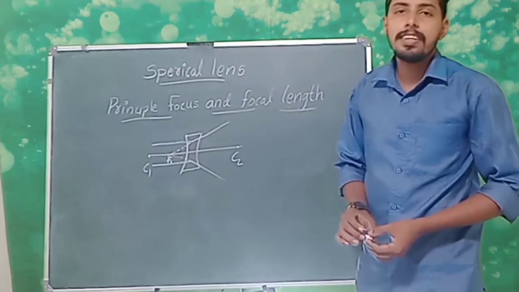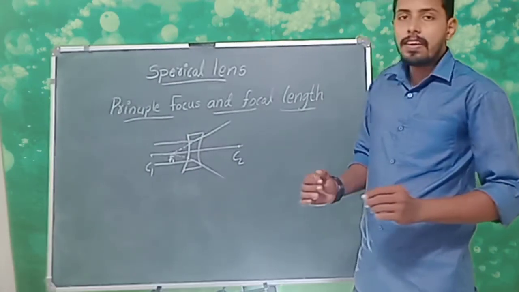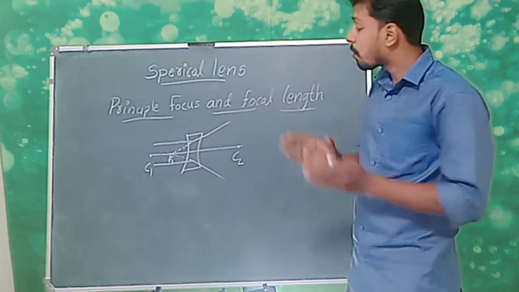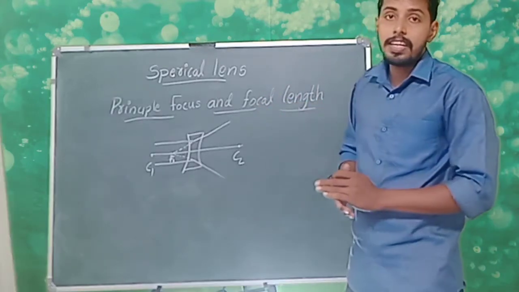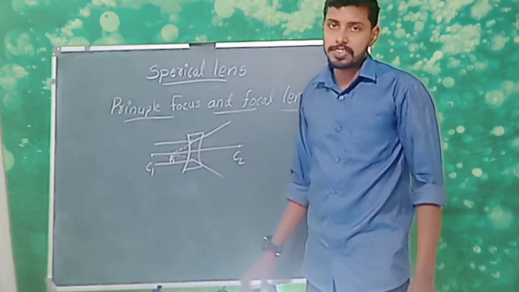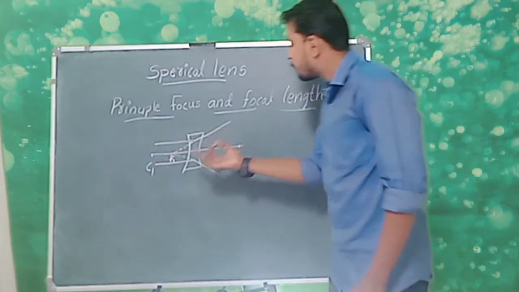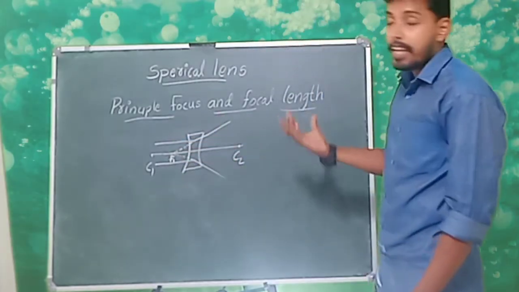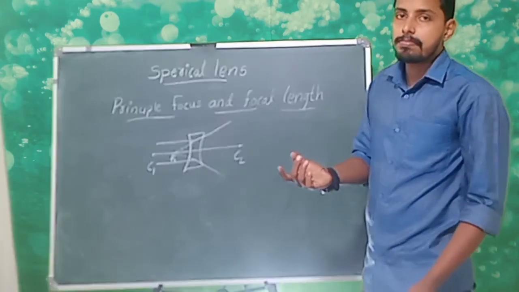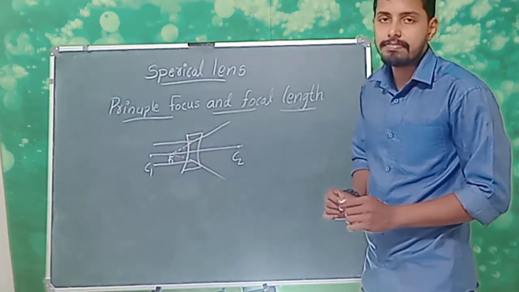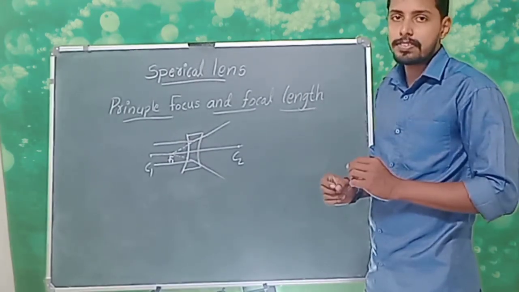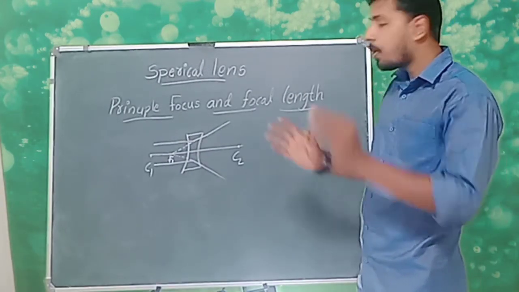In the case of concave mirror or convex mirror, there is only one focus or one principal focus. But in the case of concave lens or convex lens, there are two focal points or principal focus. How, we will discuss.